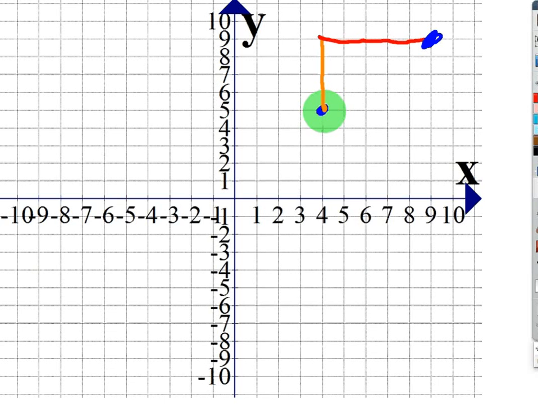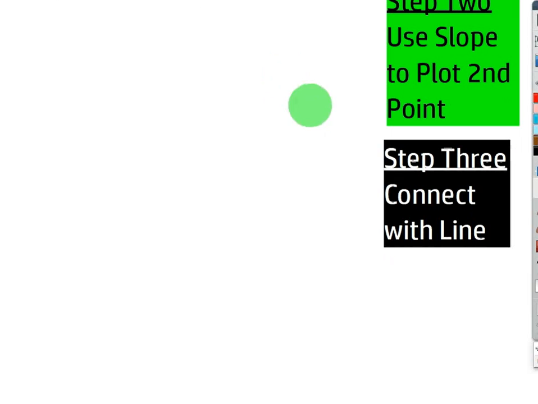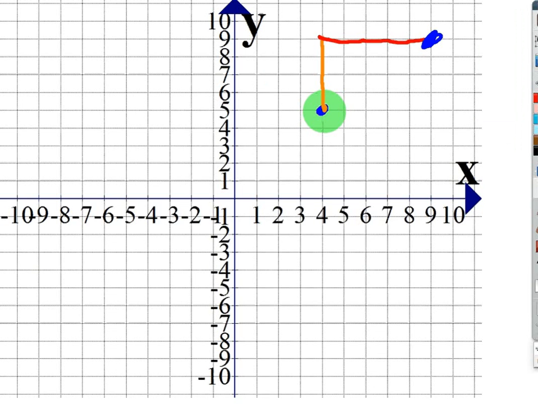Okay, so now we've got 2 points. Step 3 is simple. You're going to connect it with a line. Remember, you need to write these steps down. I will check them on Friday. The third step is the easiest. I mean, everyone knows how to connect 2 points with a line. It doesn't have to be perfectly straight, but it should look something like this.